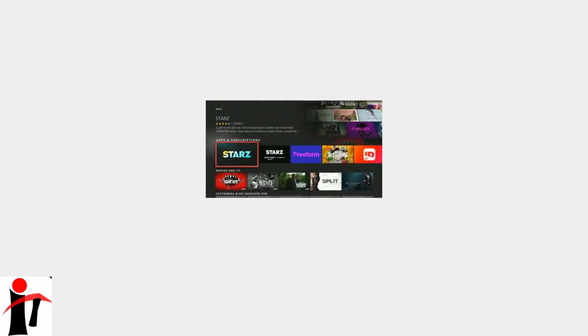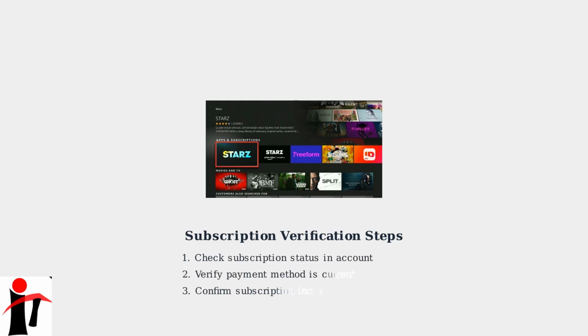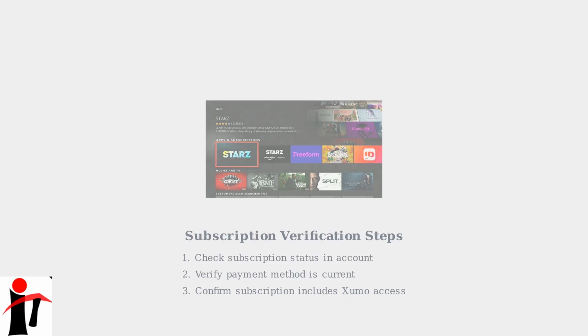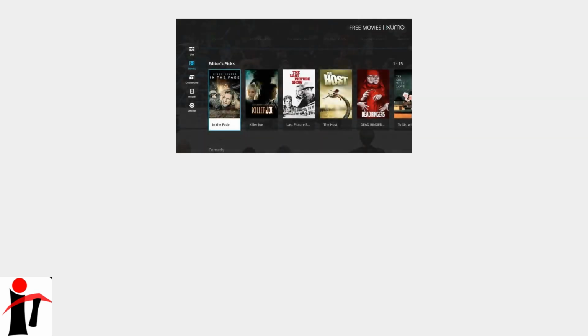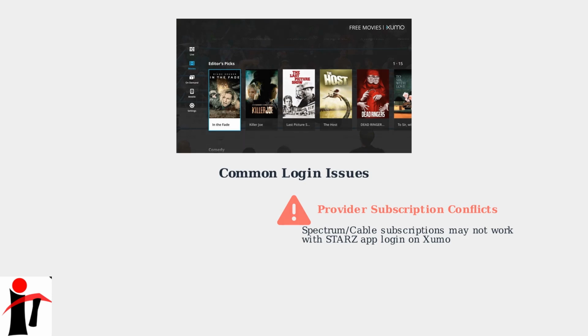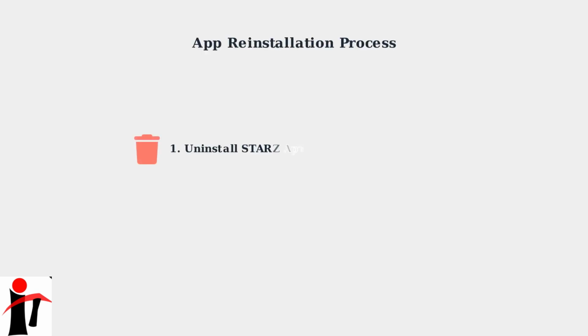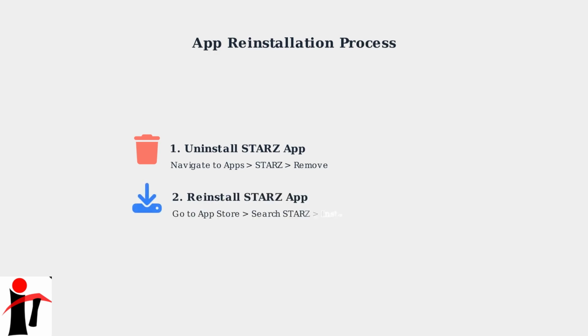If you encounter issues accessing STARZ, the first step is always to verify that your subscription is active and properly configured. Login problems are common, especially when you have a STARZ subscription through another provider like Spectrum. You might not be able to log into the STARZ app on Xumo in these cases. If login issues persist, try uninstalling and reinstalling the STARZ app. This often resolves authentication and connectivity problems.